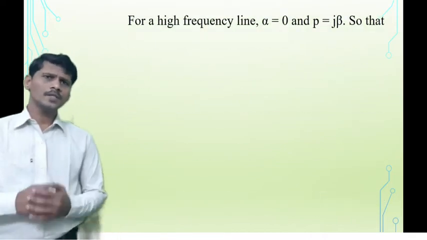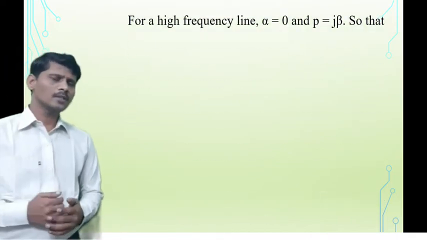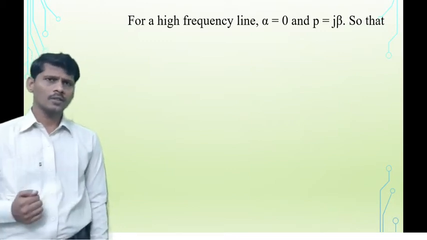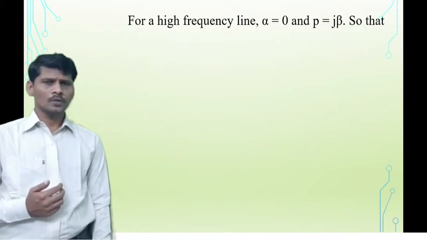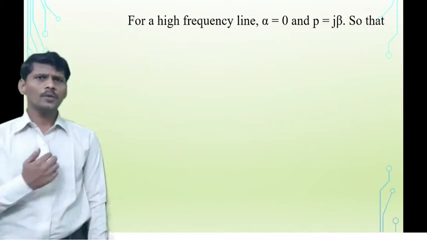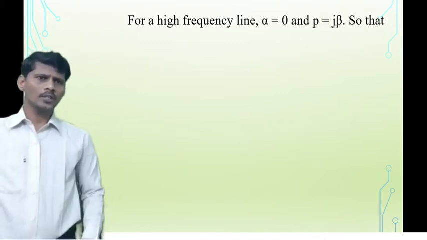For a high frequency transmission line, the attenuation constant becomes 0. Alpha is equal to 0. When alpha is equal to 0, the propagation constant is purely imaginary, that is gamma is equal to j beta.